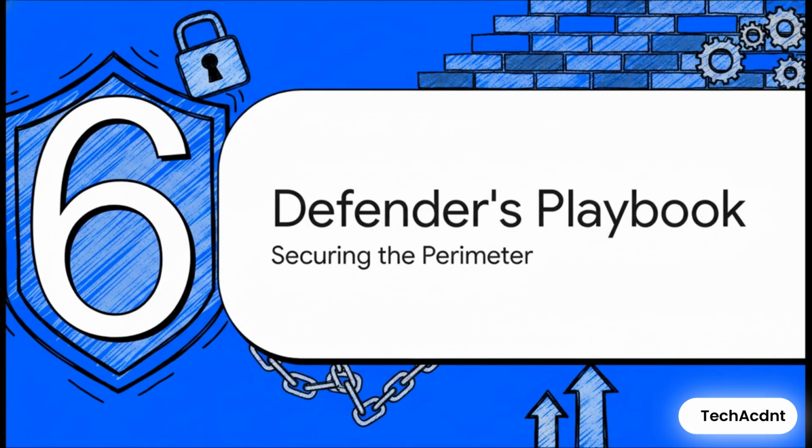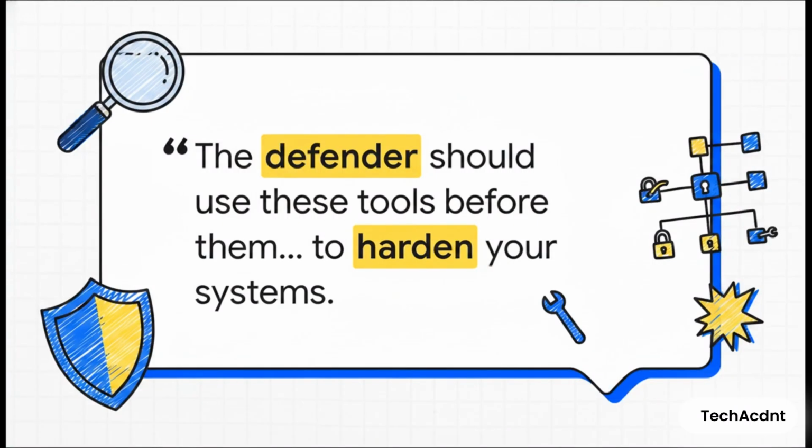Which leads us to our final stage, the Defender's Playbook, securing the perimeter. I absolutely love this insight from the sources because it fundamentally flips the script. Tools like WinPEAS, BloodHound, and WES-NG, they aren't just for the bad guys. They should be your primary defensive auditing tools. You have to find your own unquoted service paths and overprivileged accounts before the threat actors do.